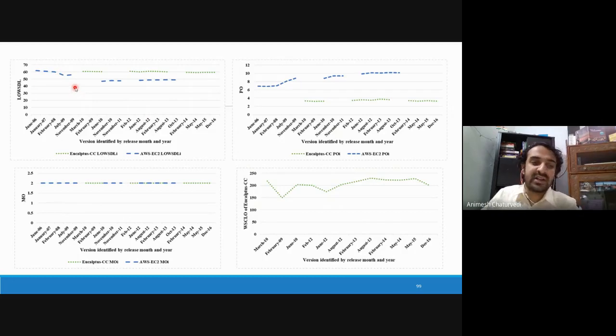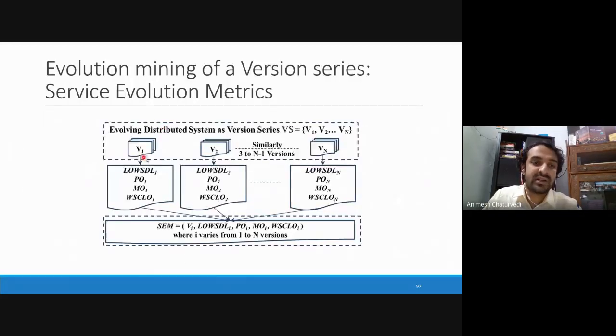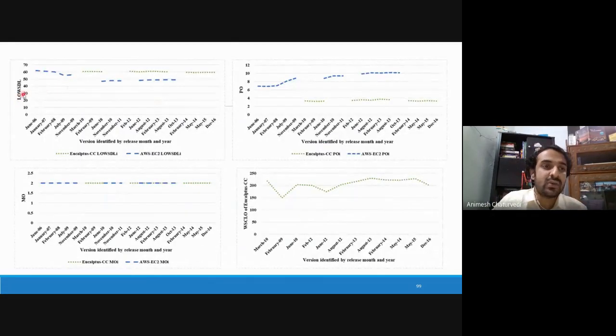Then from this experiment, these types of metrics could help you generate these types of graphs, means the LO WSDL metrics for the different versions at different time points. And you can have this type of plotting of curve, and with this curve, you can do the predictions. This type of graph would be plotted with the four metrics that we propose in the service evolution matrix, that is LO, WSDL, PO, WSLO, MO. So this is how you can compare and analyze.